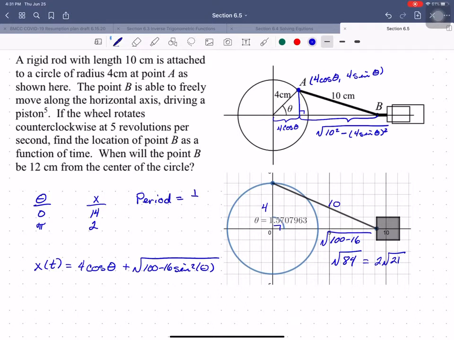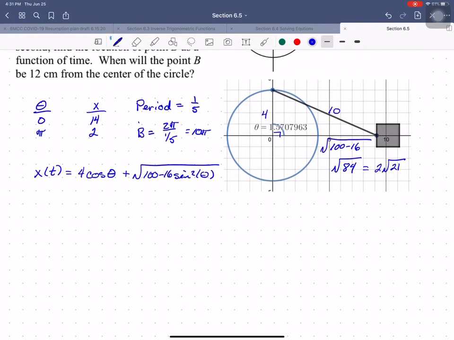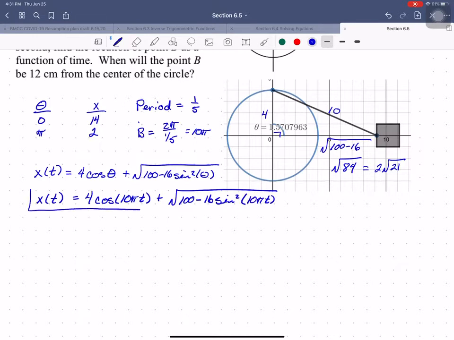My period needs to be 1/5, which means my internal multiplier needs to be 2 pi divided by 1/5, or 10 pi, which means that the equation that describes the position of that piston is equal to 4 times the cosine of 10 pi t. So what I'm really saying is that my theta, my angle, is described by the function 10 pi t plus the square root of 100 minus 16 times the sine squared of 10 pi t. So this is the function that describes the position of my piston.